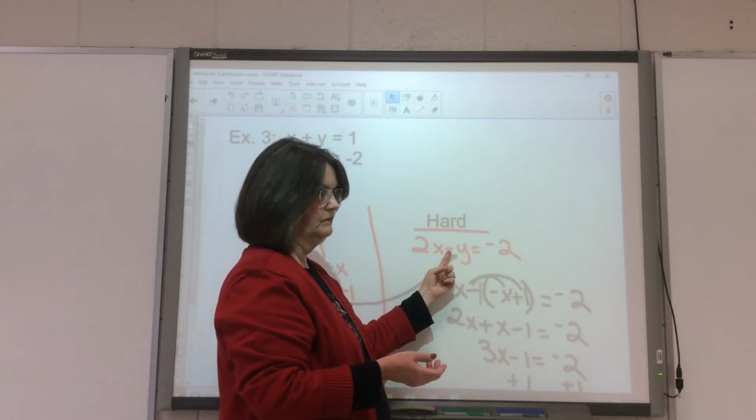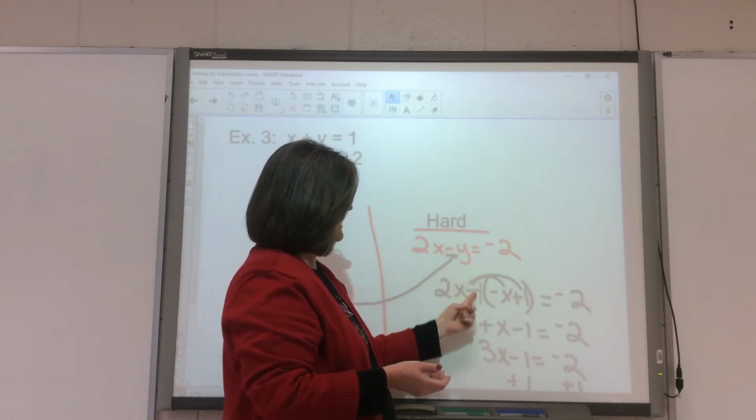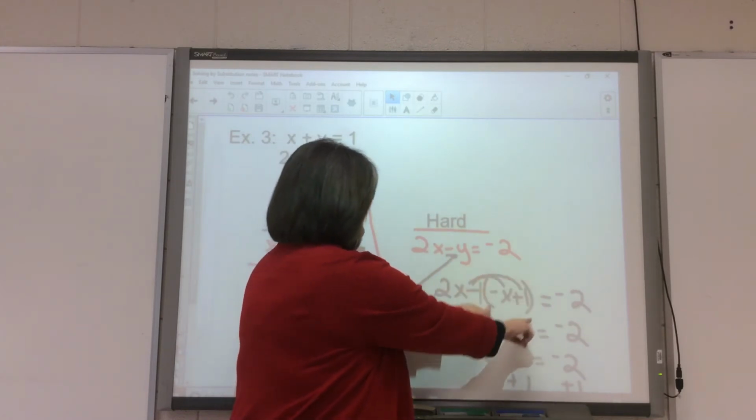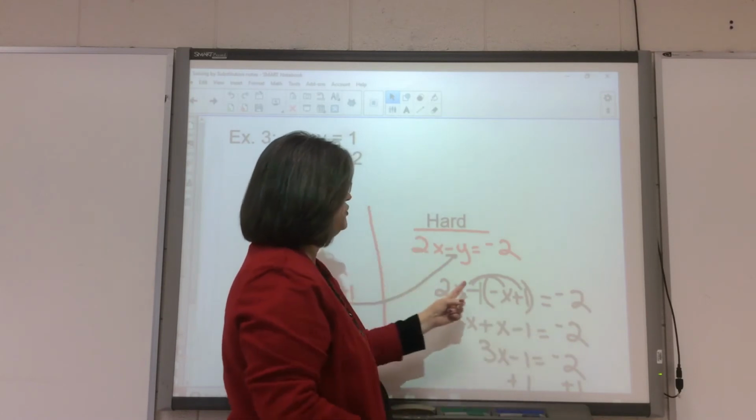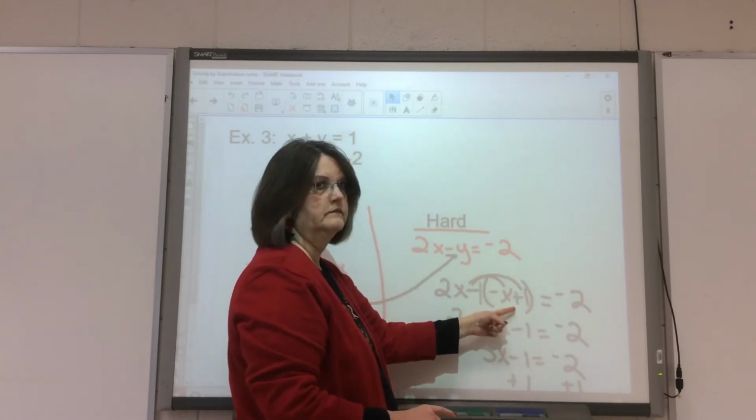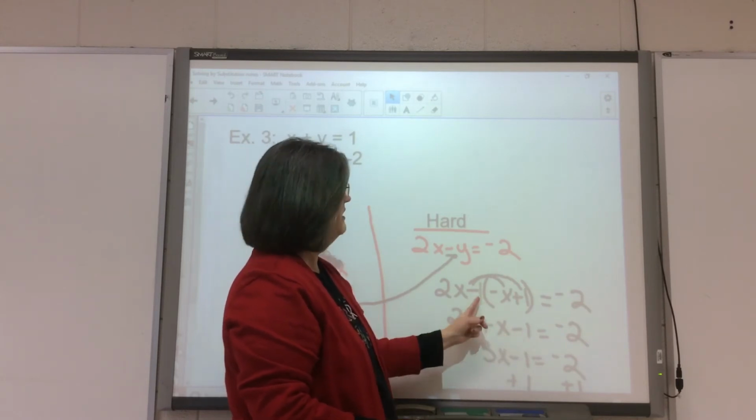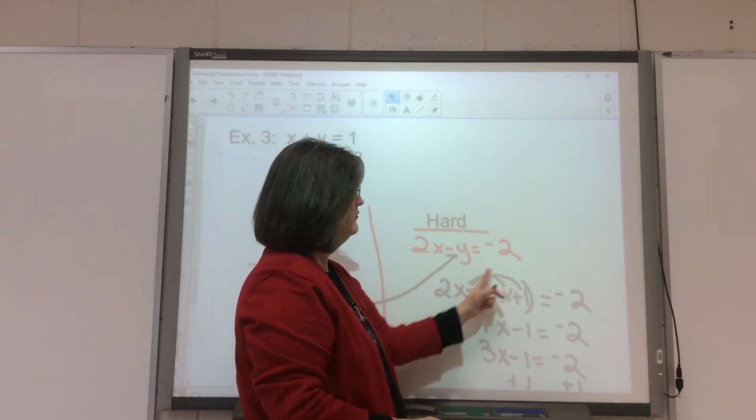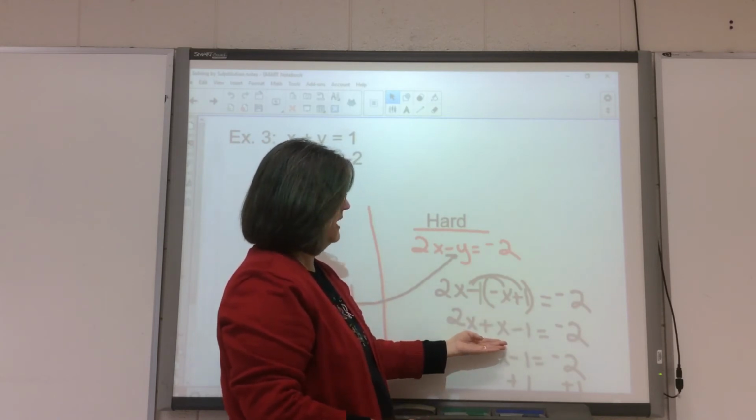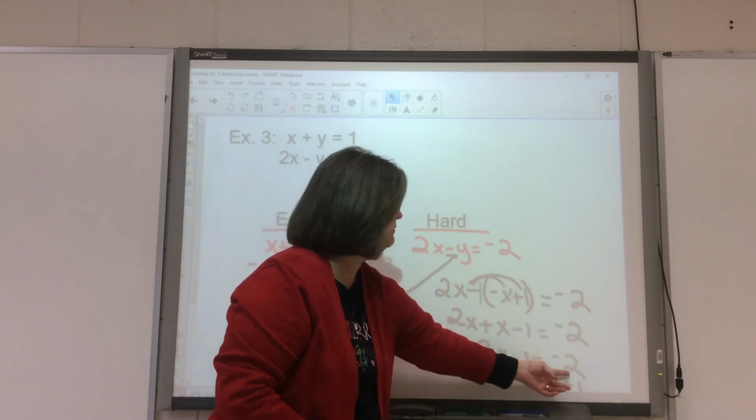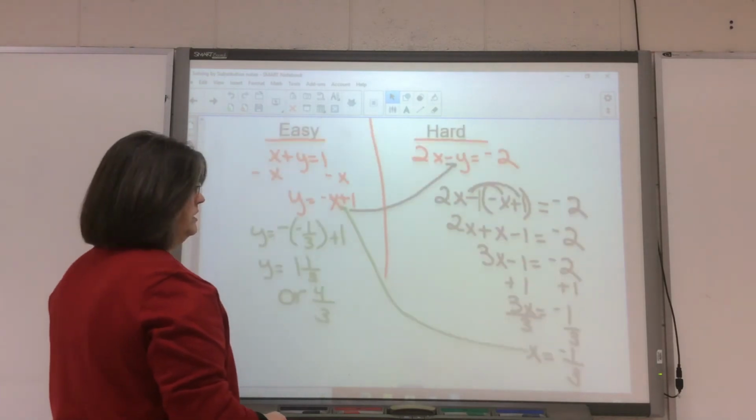Watch out. Okay? 2x minus sign, put in parentheses, negative x plus 1. Distribute that negative sign. That becomes positive x and negative 1. So be very, very careful that you distribute that to both terms. All right, now put like terms together. 3x minus 1 equals negative 2. Add the 1 to both sides.